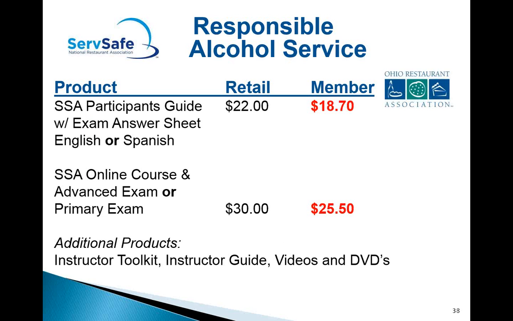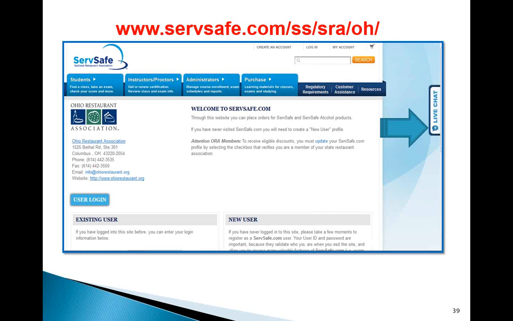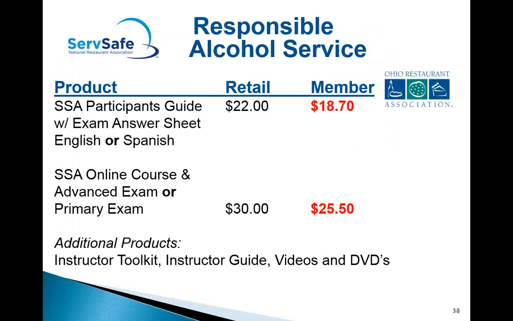What's the investment? How much is it going to cost your company? Well, the ORA member price is discounted to $19.70 for the participant's guide and the exam answer sheet in English or Spanish, or if you take the online class, it's $25.50. And what's really great is for instructors, there are instructor tools available, and there's a 5-package DVD set, and you can purchase it in a bundle or individually. And DVD topics include alcohol law and your responsibility, handling difficult situations, and evaluating real-world scenarios.